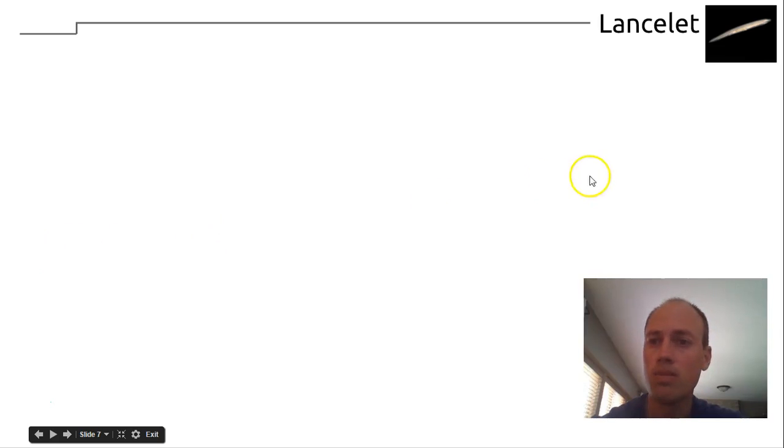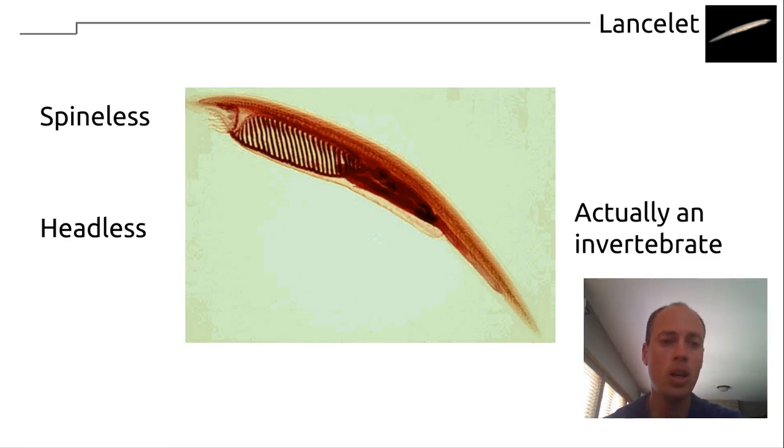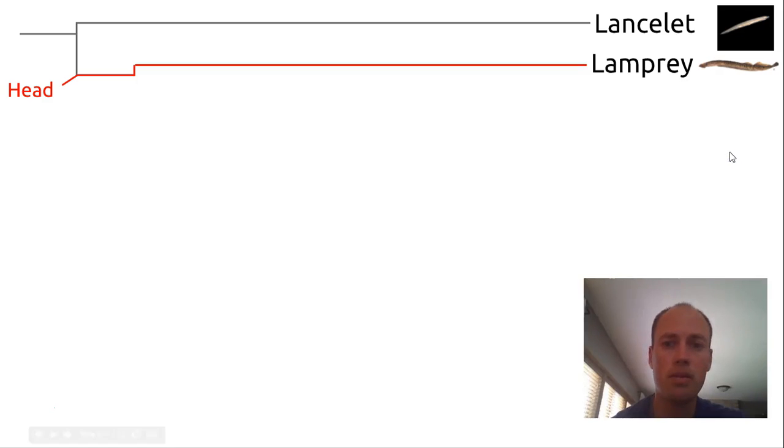Those are some common characteristics that we're going to look at, but within that, there is going to be a lot of variation. Here's the first look at, this is actually an invertebrate, but it's kind of our starting point, an invertebrate that has the first characteristics that lead to the development of a backbone. This lancelet that lives in the water is spineless, doesn't even have a head to speak of, and is kind of that starting point that we're going to go off of.